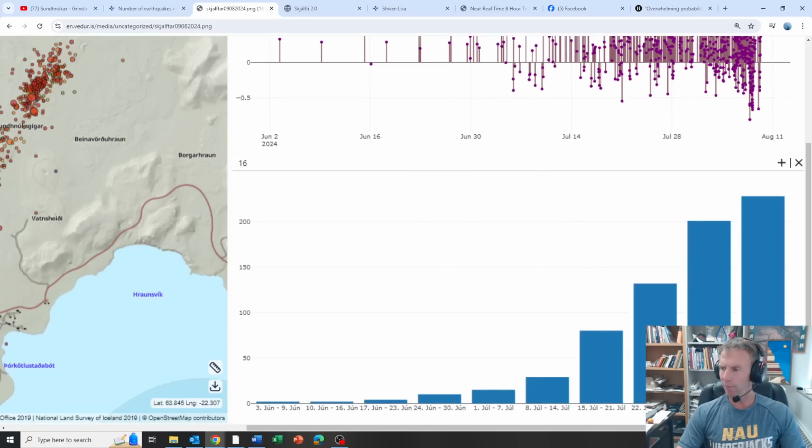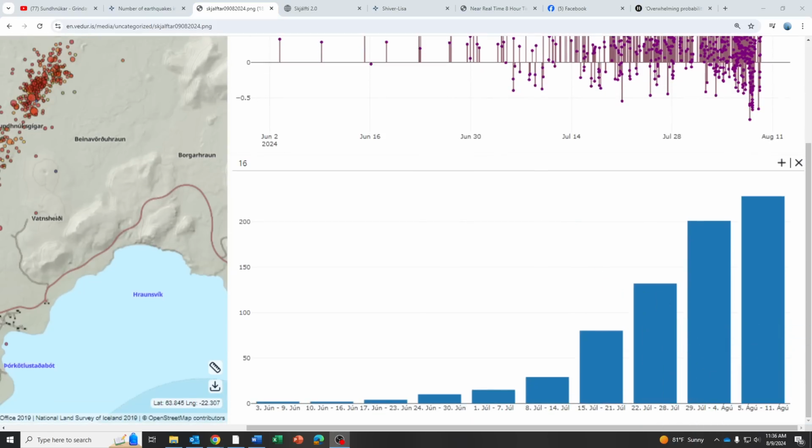And then this graph here, let me get my face out of the way. I'll just put myself really small here at the bottom. This shows the total number of earthquakes for a given week. So you can see June along the bottom here. Here we are on the 1st of July, the 1st to the 7th of July, maybe 15 to 20 earthquakes total during that week period.